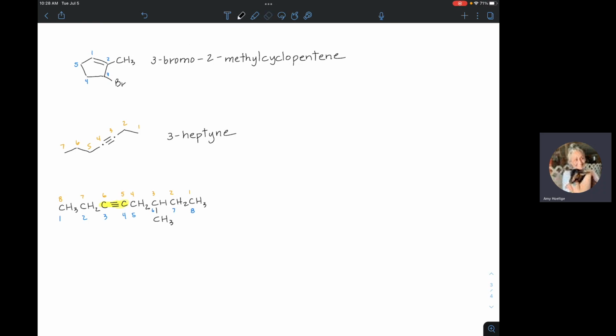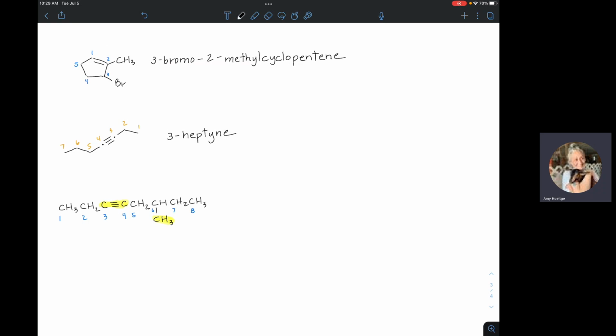So I'm going to get rid of the orange pathway here, because if we take numbering from left to right, our triple bond is on carbon 3, and that puts the methyl group, so I can highlight that, make it easier to see, that puts the methyl group on carbon 6.